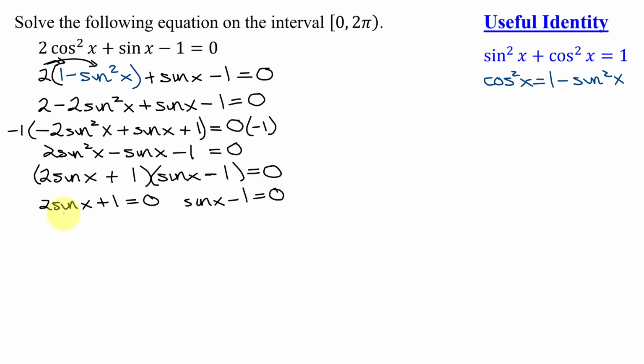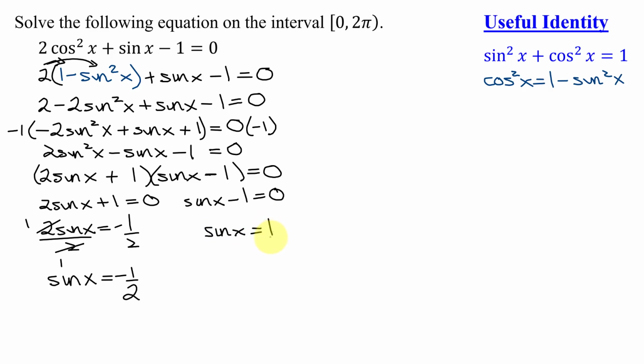On the first equation, subtract 1 from both sides. 2 sine x equals negative 1. Divide both sides by 2, and I'm going to get sine x equals negative 1/2. And from the second equation, add 1 to both sides. Sine of x equals 1. So the solutions to this equation come when the sine of x equals 1 or it equals -1/2.